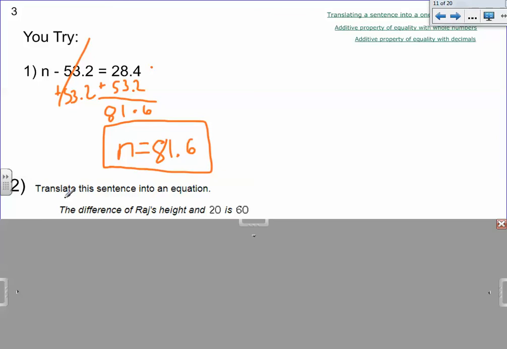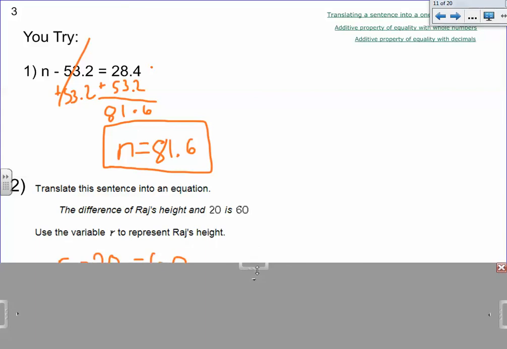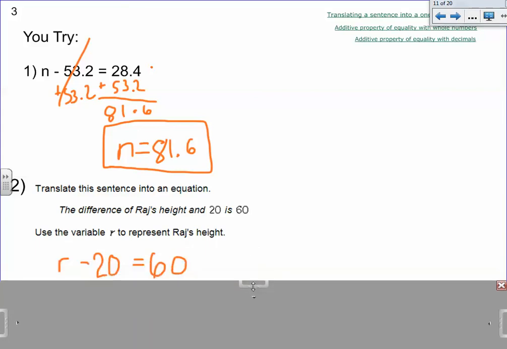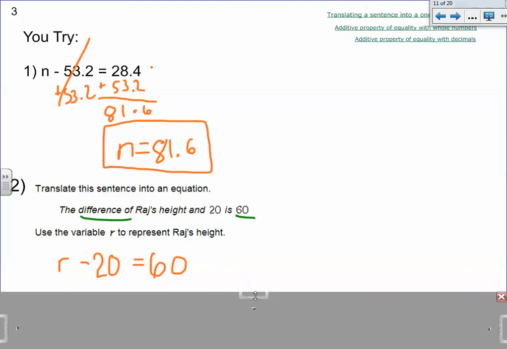And then our second question, I want to know, we're writing an equation. The difference of Raj's height and 20 is 60. So again, I'm using R to represent his height. So I'm thinking, what is my end result? My end result is 60. So I know that has to go on one side of the equal sign by itself. The difference of a height and 20. So difference tells me I'm going to be subtracting. So R minus 20 is equal to 60. That will be the sentence that I write for my equation.